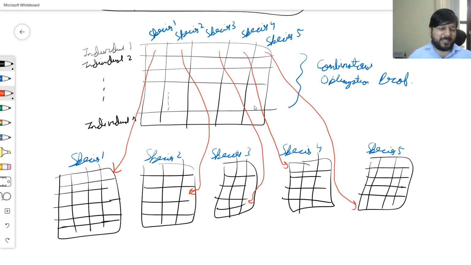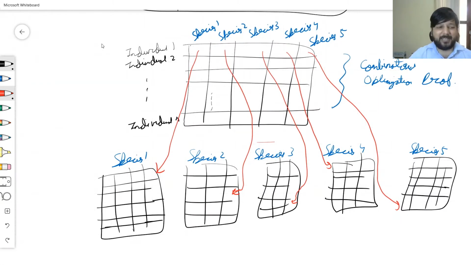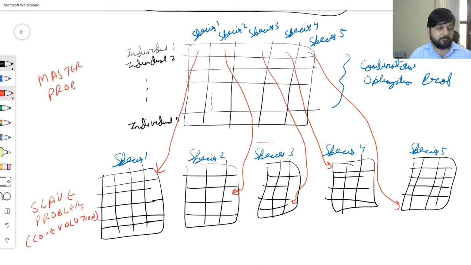Now, normally you would expect that I first solve this problem and then I solve that problem, and therefore the names can be given as nothing unusual about the name. So this is called the slave problem, which is your coevolution, and this is called the master problem, which is combinatorial optimization.